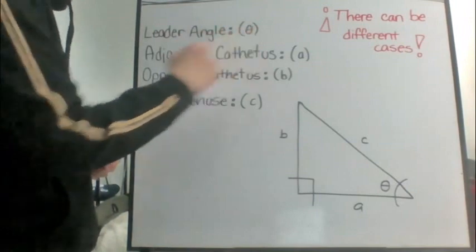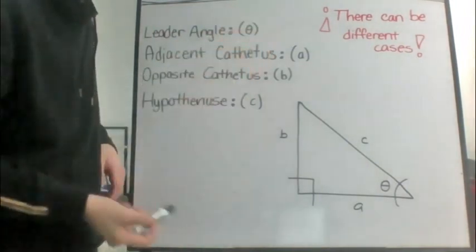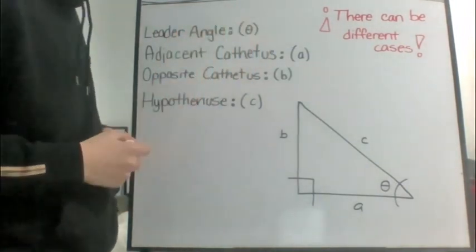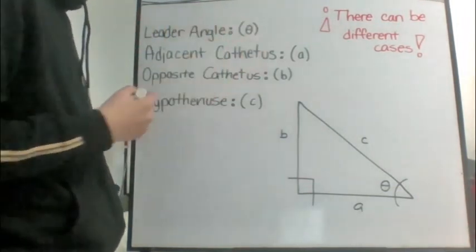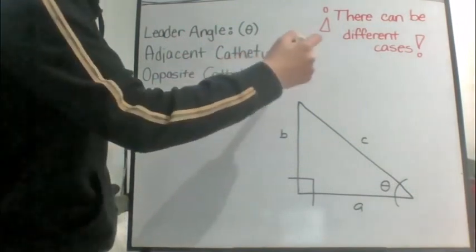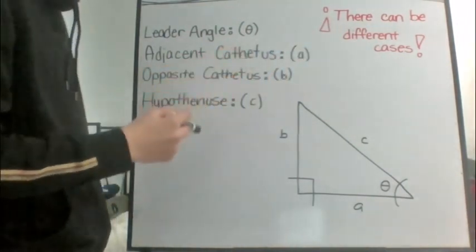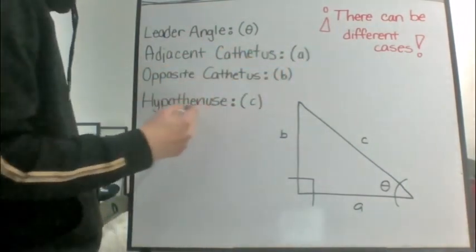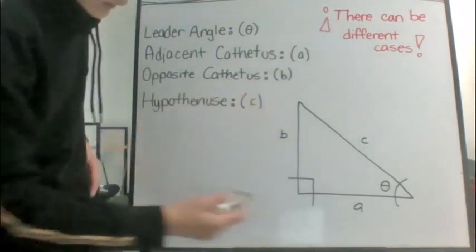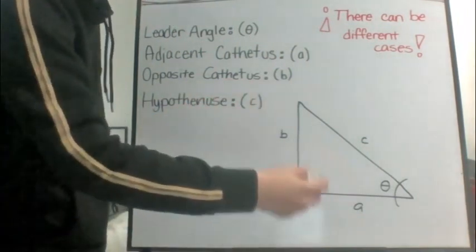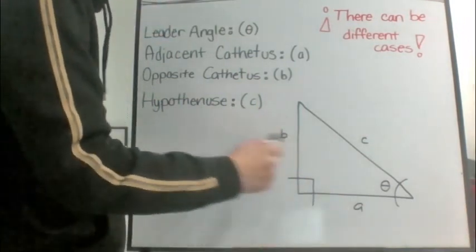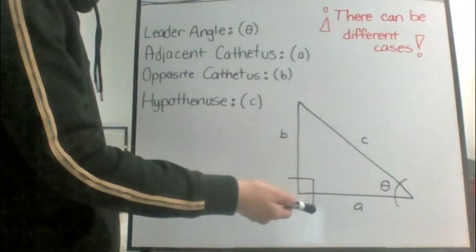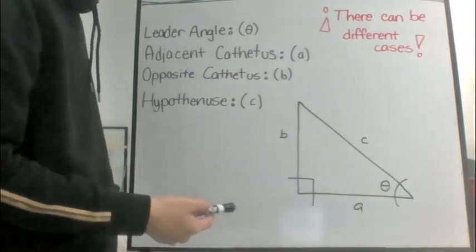And as you can see, each of these is represented by a little symbol. In this case, the leader angle is represented by a little zero with a line across. The adjacent leg is represented with a letter A, the opposite leg with a letter B, and the hypotenuse with a letter C. And as we can see, we have a little reference here of a right triangle, and we can see the place of each one in the triangle.